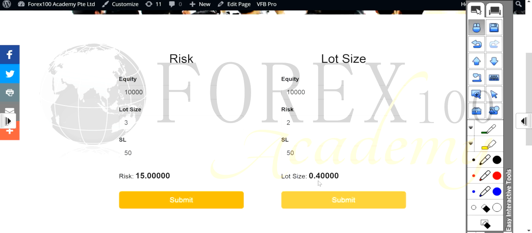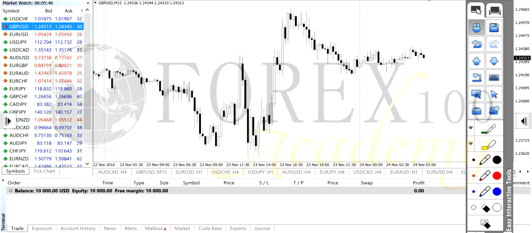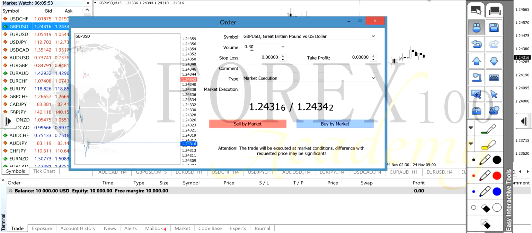So the system will actually calculate for you, based on $10,000, you're going to risk 2% of it, which is $200. You're okay to lose $200 for this trade if it went against you. And the stop loss you have to set is 50 pips. The system will tell you, why not engage 0.4? So when you enter a trade over here, instead of 1 lot, 2 lots, or 0.5, you key in 0.4 and you engage your trade.